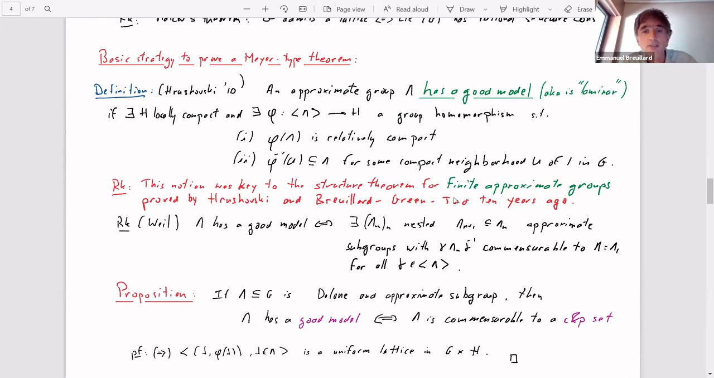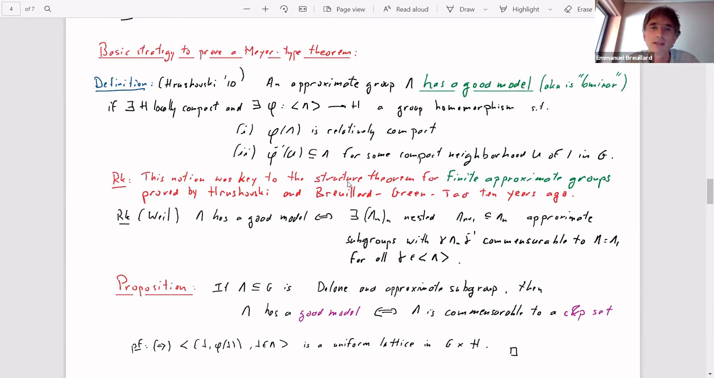And so if you have such a thing, then you have what's called a good model. A good model is a homomorphism from the group generated by lambda to some locally compact group H, such that the image of lambda is relatively compact, and lambda contains pre-images of a small neighborhood around the identity. So the topology on H will pass on to a topology on lambda, and will therefore define this family of neighborhoods of the identity in lambda, so to speak.